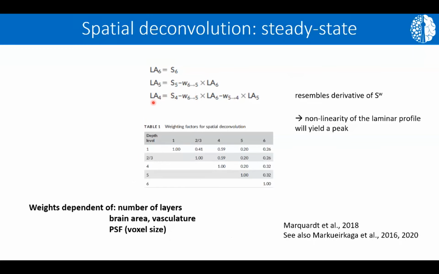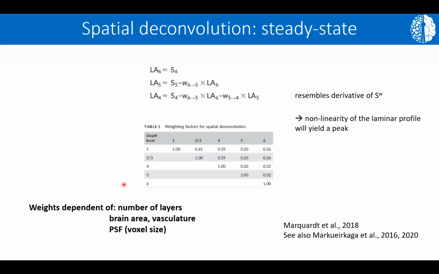Then we go to layer 4 and do the same subtraction. So what we are doing is, we start from the bottom layer, go to the next layer and subtract the effect of the layer below. Then we go to the next layer and subtract the effect of the layer below, and so on. We do a sequential subtraction, removing this draining vein effect.